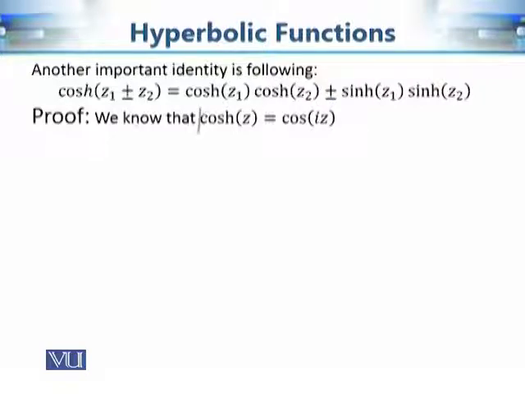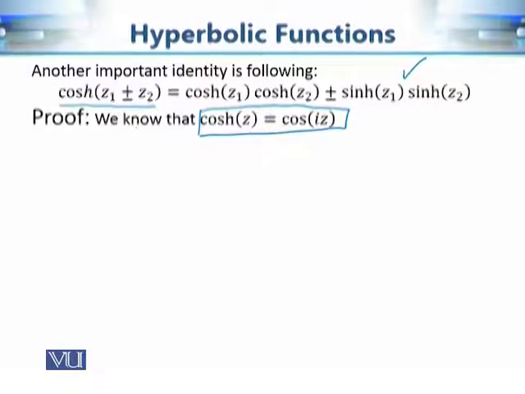Now moving on to the next property. Now using cosine hyperbolic z is equal to cosine iota z, we can easily prove this property. This will help us in expanding this angle. Okay, so cosine hyperbolic z1 plus z2. If we can expand this thing, then we can easily discuss, for example, what is going to be cosine hyperbolic z1 plus pi by 2, and similarly what is going to be cosine hyperbolic z1 plus pi, and similarly other properties can be obtained.